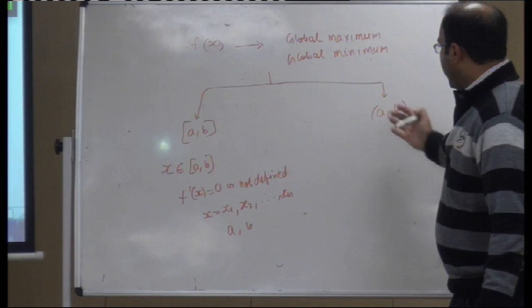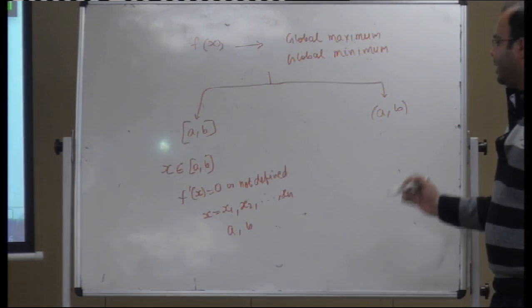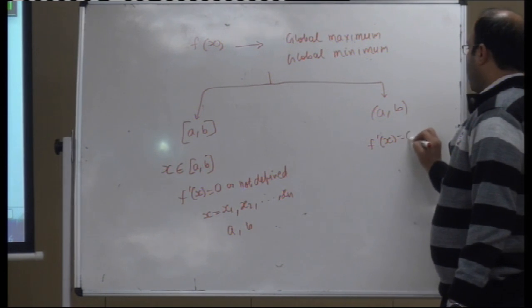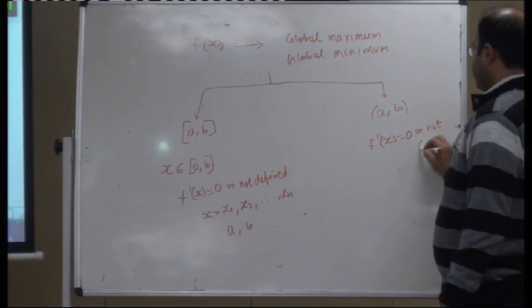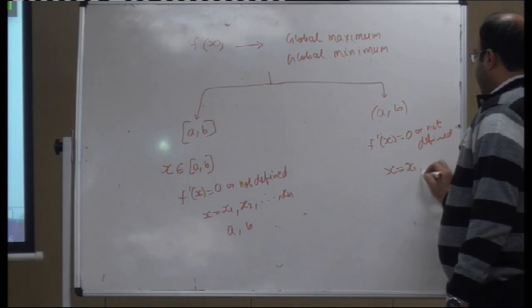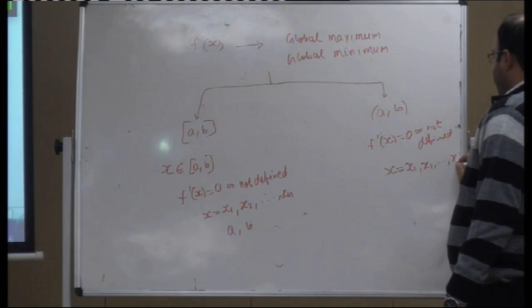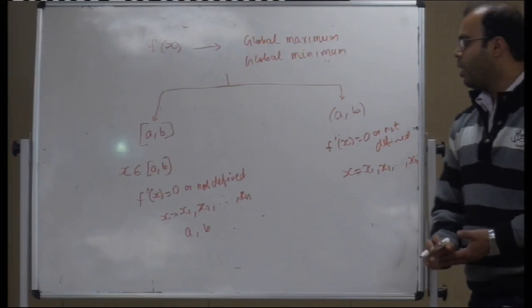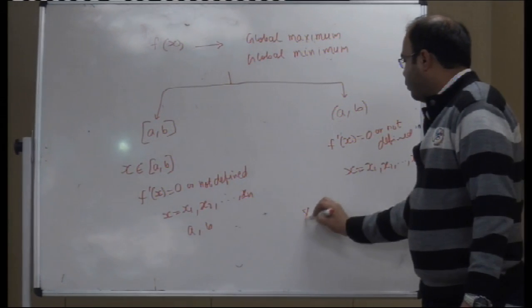If we talk about open interval, in that case we have to just check where f dash x equal to 0 or not defined. That means x equal to x1, x2 till xn. We don't talk about endpoints because they are already not included in the interval. But here again there is a point which you have to understand.